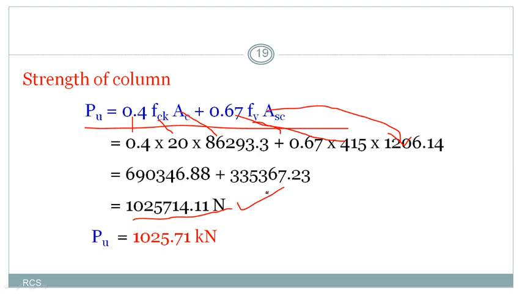as the load carrying capacity of the column. If we convert that into kilonewtons, that is 1025.71 kilonewtons as the strength of that column. I can say the load carrying capacity of that column, right? So this is how we calculate the load carrying capacity of an axially loaded short column.